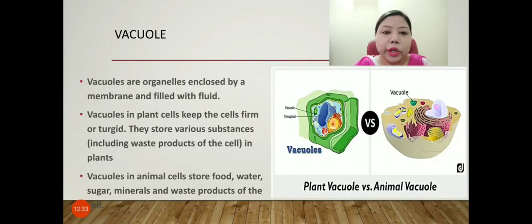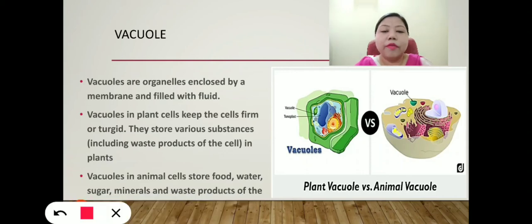Then the vacuoles. Vacuoles are another cell organelle which are enclosed by a membrane and filled with fluid. Vacuoles are present both in plants and animals, and when vacuoles are present in a plant, they will occupy the central position, but in animals the vacuoles will occupy the corner position.